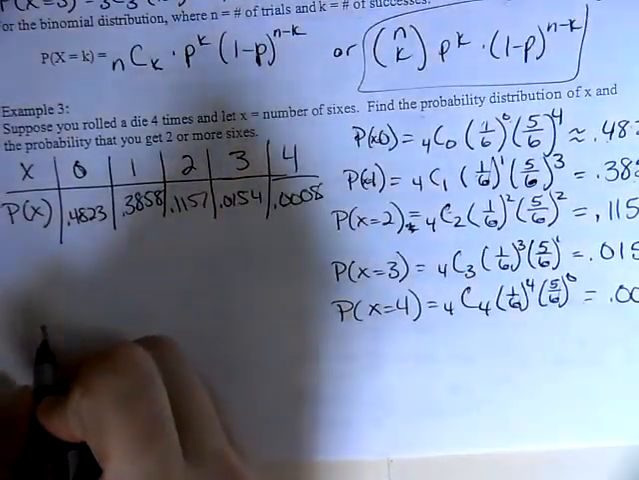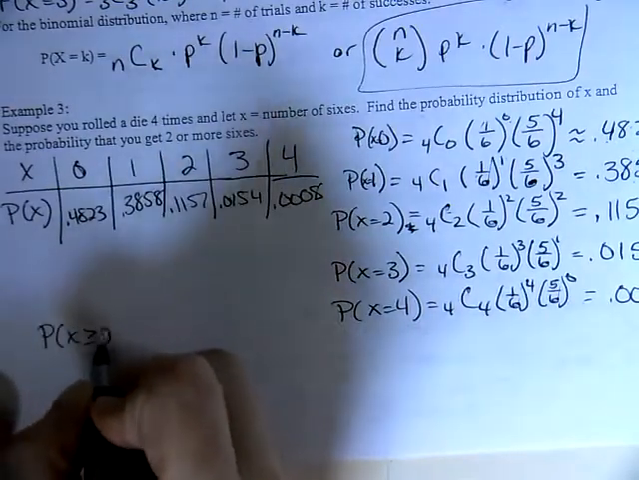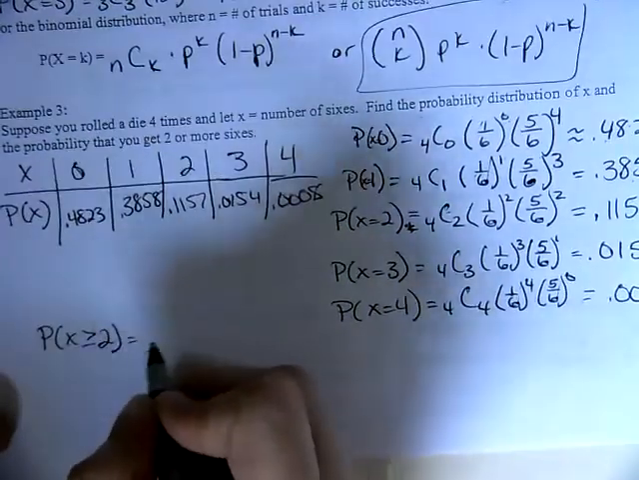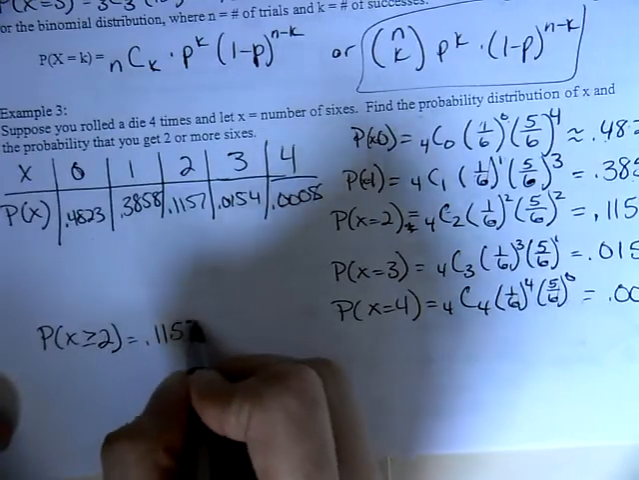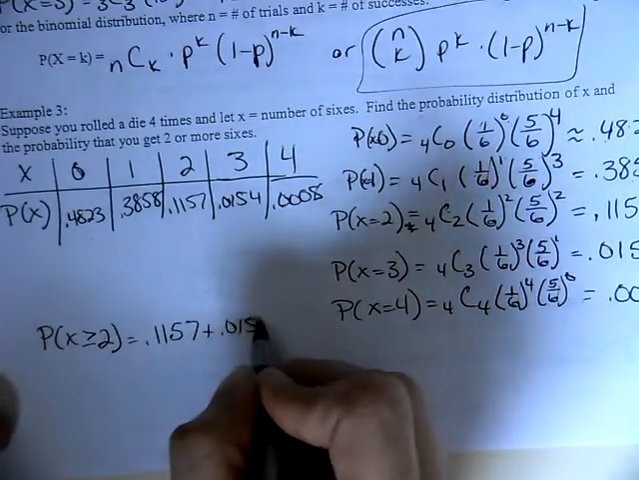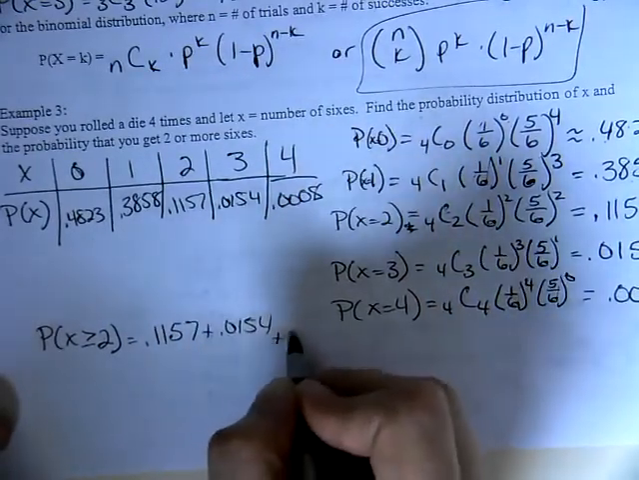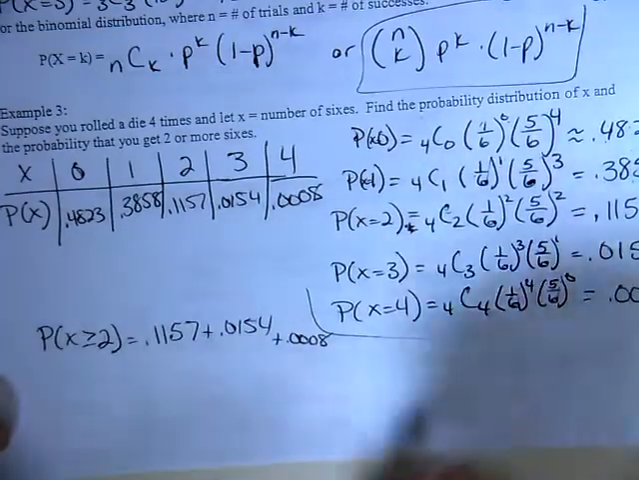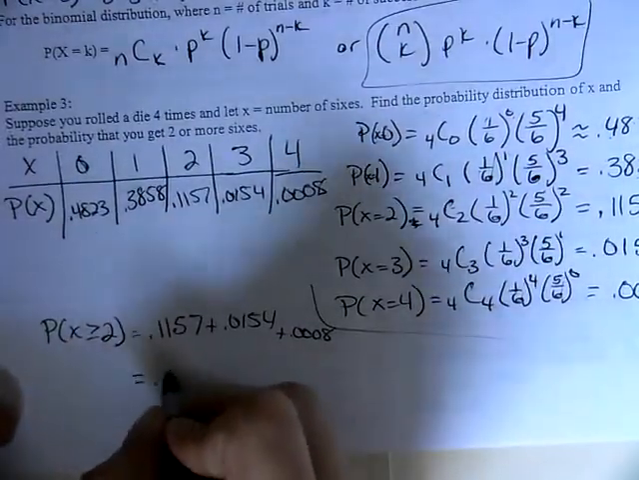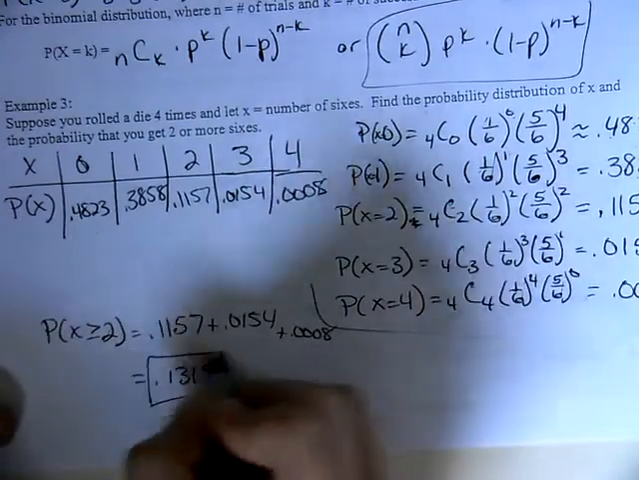So what's the probability x is greater than or equal to 2? I get 2 or more 6s, 0.1157, 0.0154, 0.0008. So 0.1319.